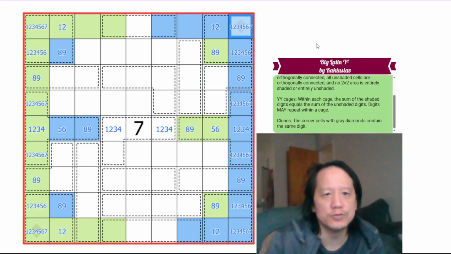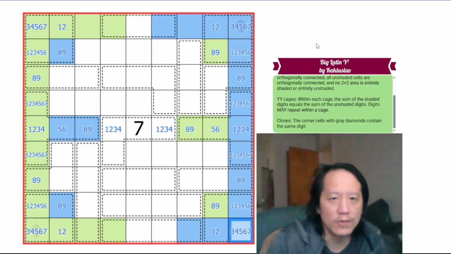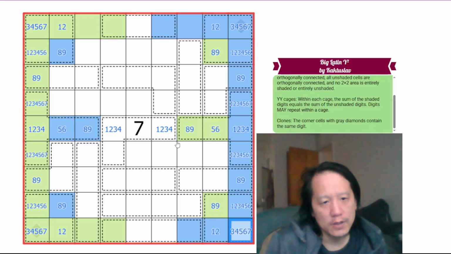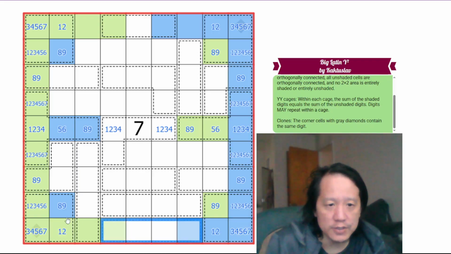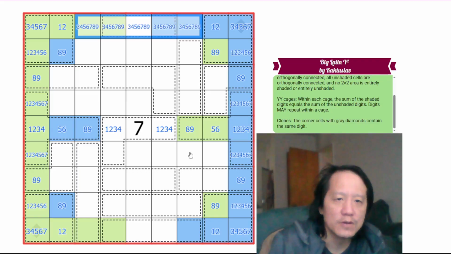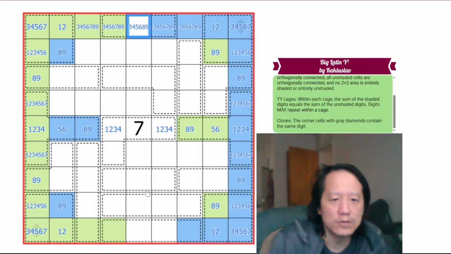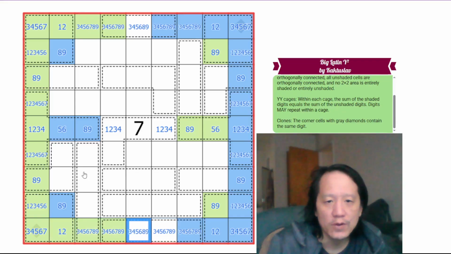That eliminates 1 and 2 in the rest of row 1 and row 9. Okay. Rest of row 9 then and row 1 have to be 3 through 9. No 7 here. 3 through 9. No 7 here. Rest of column 2 and column 8 cannot be 1, 2, 8, or 9, so 3 through 7.